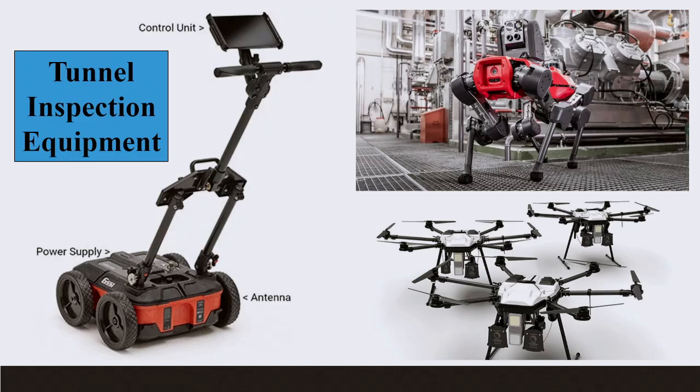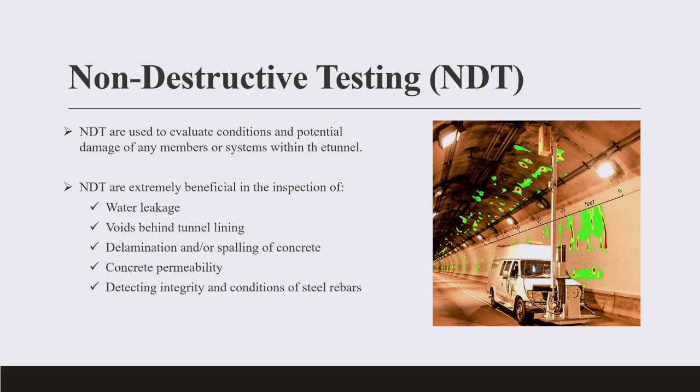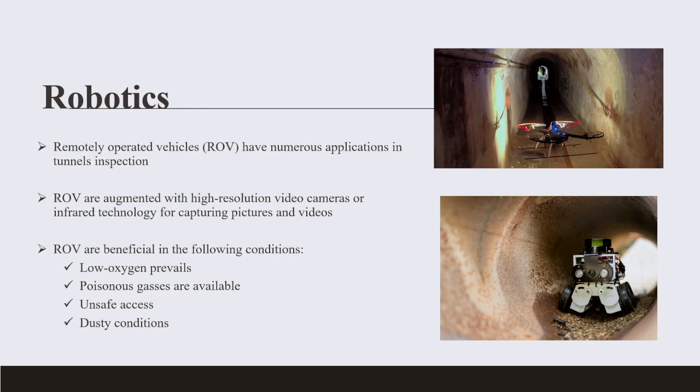And then the bottom right is the LiDAR. So access equipment is one of the things that needs to be added or used to augment this process. As you can see, some examples for them. Non-destructive testing, we already talked about it. You can check for water leakage, for voids behind tunnel lining, delamination or spalling of concrete, concrete permeability, integrity and conditions of steel rebars, even integrity of asphalt pavement.